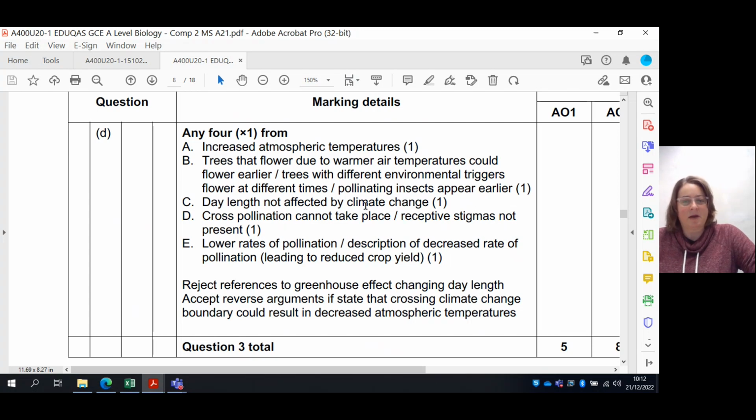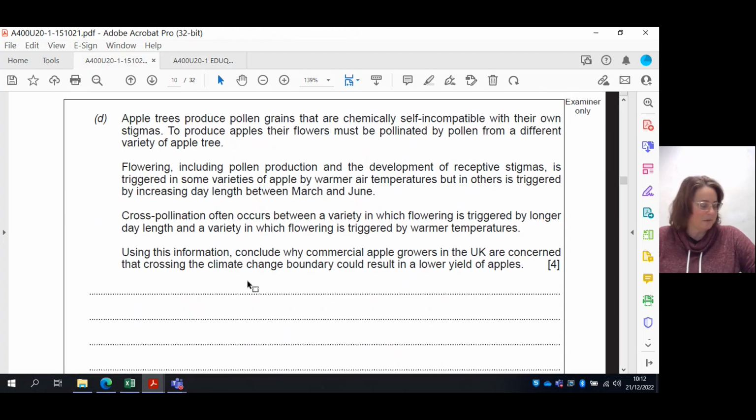However, the day length is not affected by climate change. That's just a planetary thing. Therefore, cross-pollination cannot take place because the stigmas are not ready at the same time. Therefore, less pollination overall, and therefore the crop yield will be lower. Quite a bit of an argument. I did let you get away with quite a lot of alternative arguments, but you need to hit the gist of this here for me. Right, that was question 3.